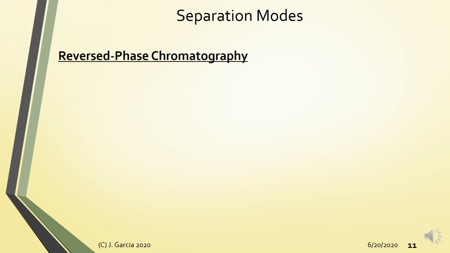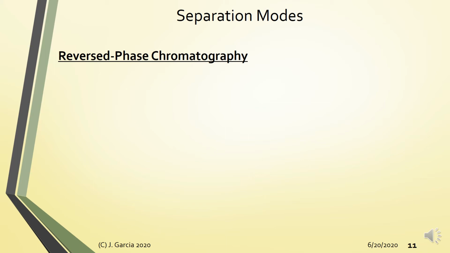Okay, so never let the column dry. Now let's talk about the different separation modes under HPLC. For the separation modes, the important things to remember are the type of stationary phase, the mobile phase, and the elution order expected for that particular separation mode.